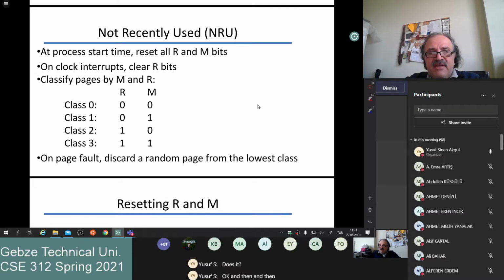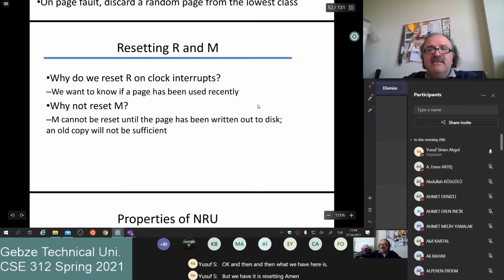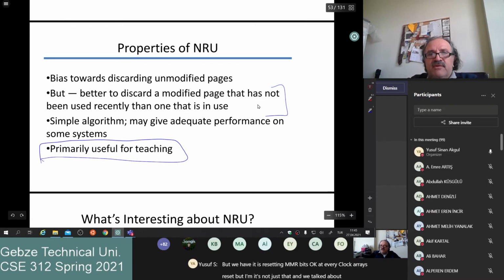And then what we have here is resetting M and R bits. At every clock, R is reset, but M is not reset, and we talked about that before.